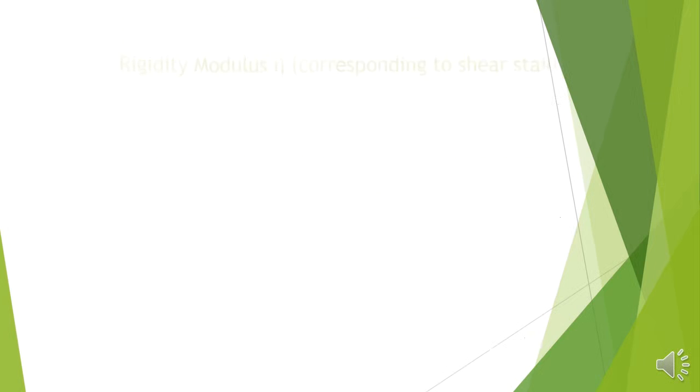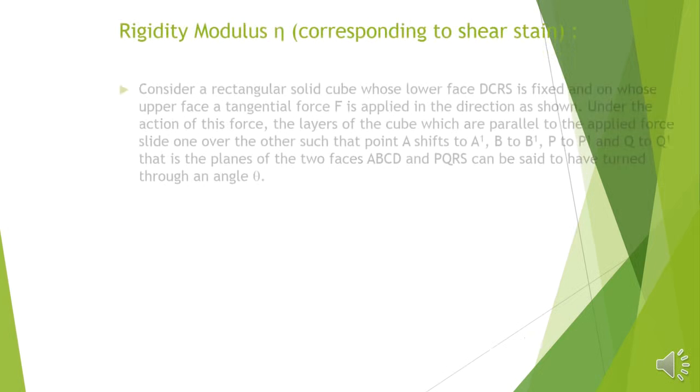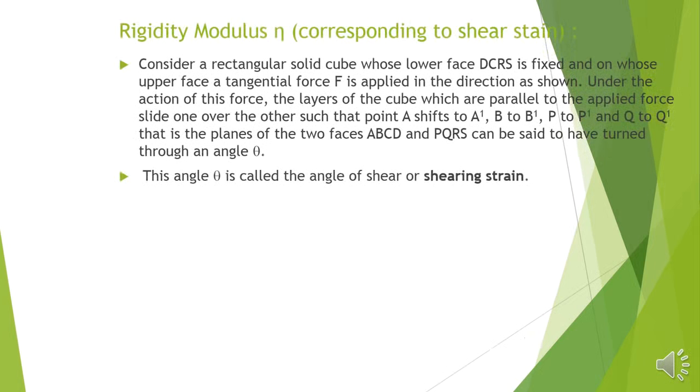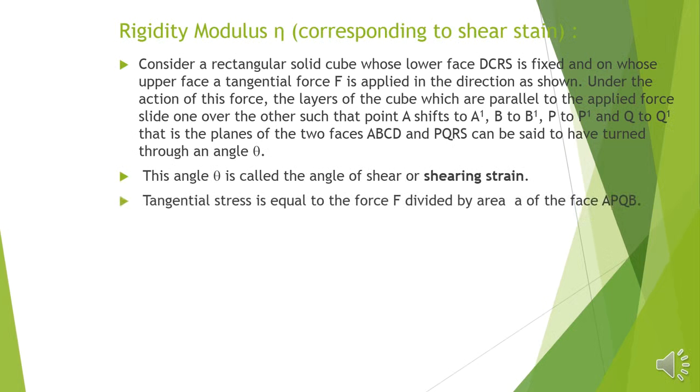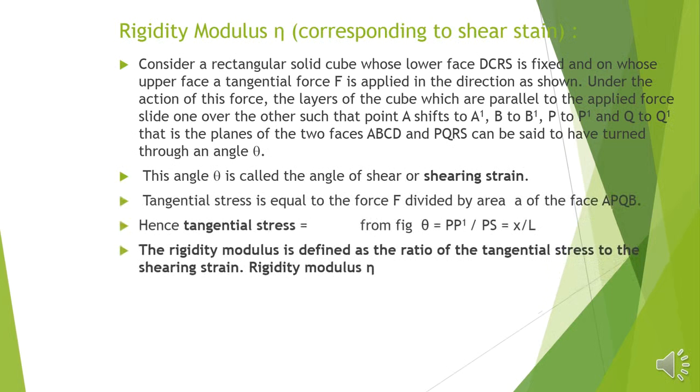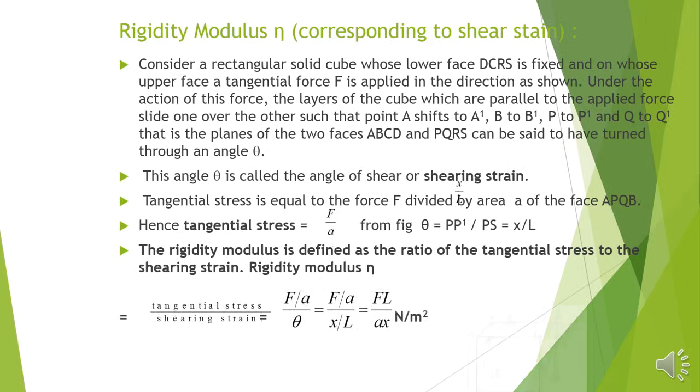Last one, rigidity modulus denoted by N. Consider a rectangular solid cube whose lower face DCRS is fixed and on whose upper face a tangential force F is applied in the direction as shown. Okay, so you can see the diagram in the bottom of the slide. It's not very clearly visible maybe.